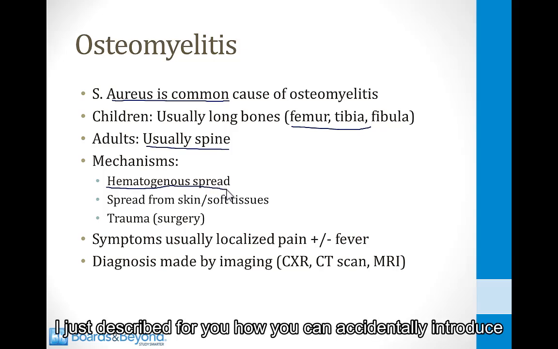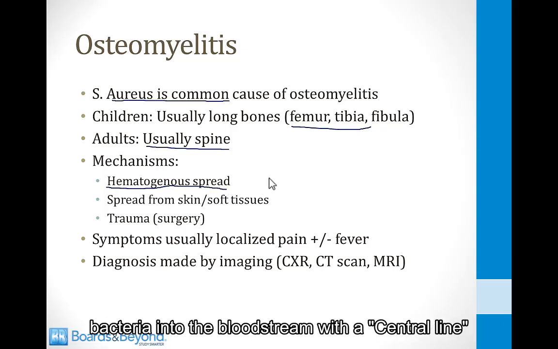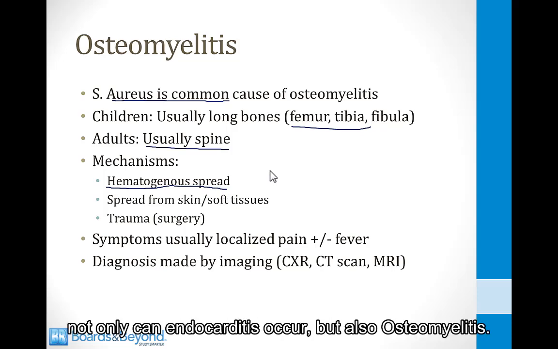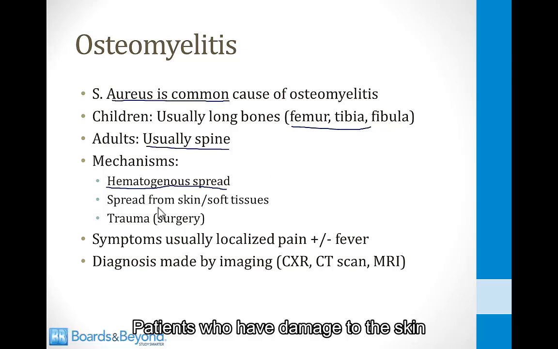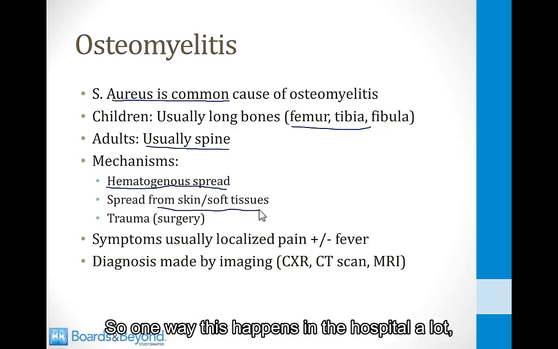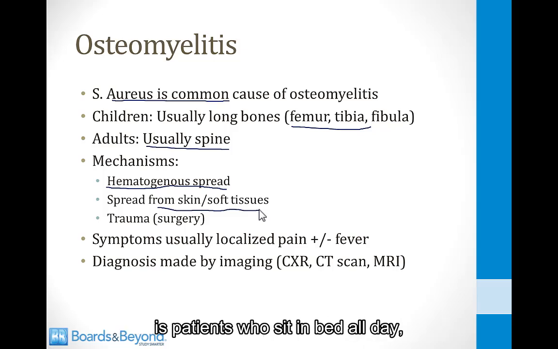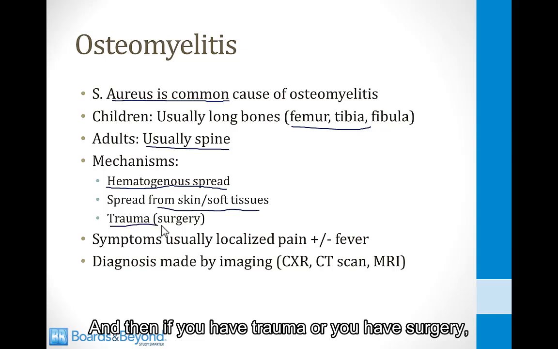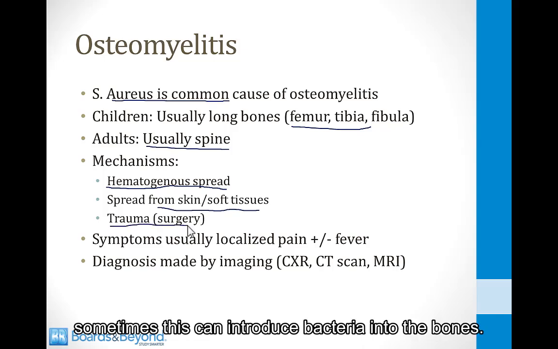I just described for you how you can accidentally introduce bacteria into the bloodstream with a central line, and if that happens, not only can endocarditis occur, but also osteomyelitis. Patients who have damage to the skin can get spread from the skin and soft tissues into the bone. So one way this happens in the hospital a lot is patients who sit in bed all day get bed sores and the tissue breaks down, and then the staph can get directly into the bone. And then if you have trauma or you have surgery, sometimes this can introduce bacteria into the bones.